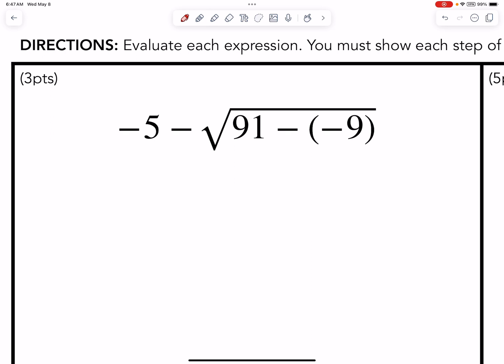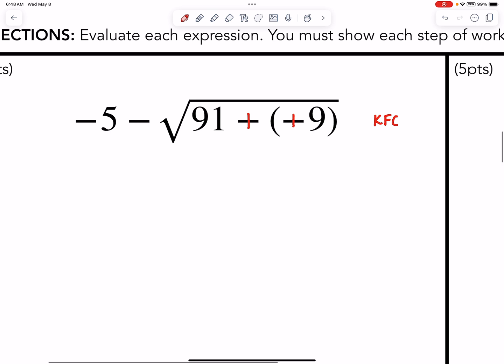So I see this minus a negative, and right away I want to go ahead and KFC that, right? Okay, so KFC is happening first. After I do that, we can go ahead and add that up because that's sort of like our grouping in there. It's almost like parentheses are occurring. Okay, so we have 91 plus 9, which we know brings us to 100. So I'm going to do a rewrite here. So I have negative 5 minus the square root of 100.